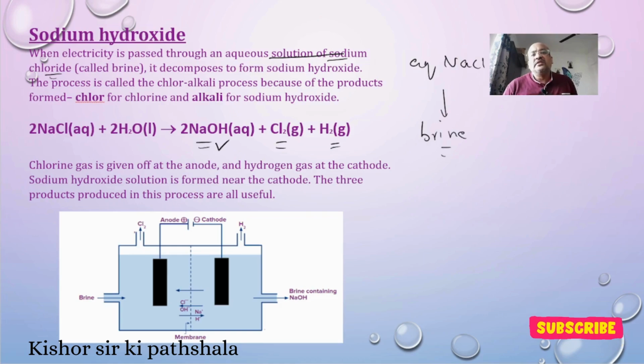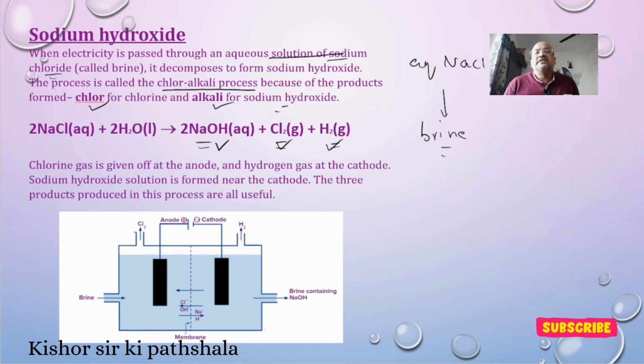Now all the three products we obtained are of great importance. This process is called the chlor-alkali process. Why? Because the products formed are from chlorine, "chlor", and sodium hydroxide, "alkali". So we need to remember this.